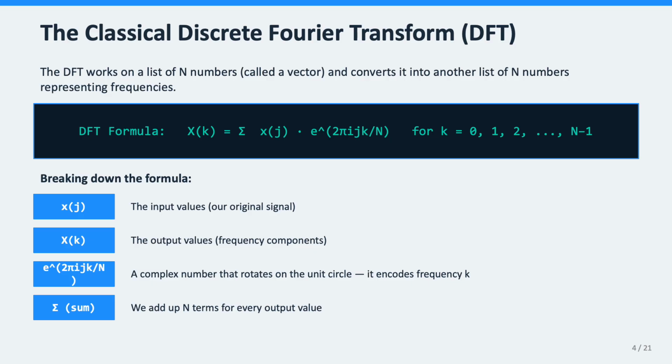So you can look at the DFT formula and the breakdown I have given. This will allow you to look at the complex number that rotates on the unit circle. It encodes frequency k, and we have discussed complex numbers in one of our previous discussions as well.